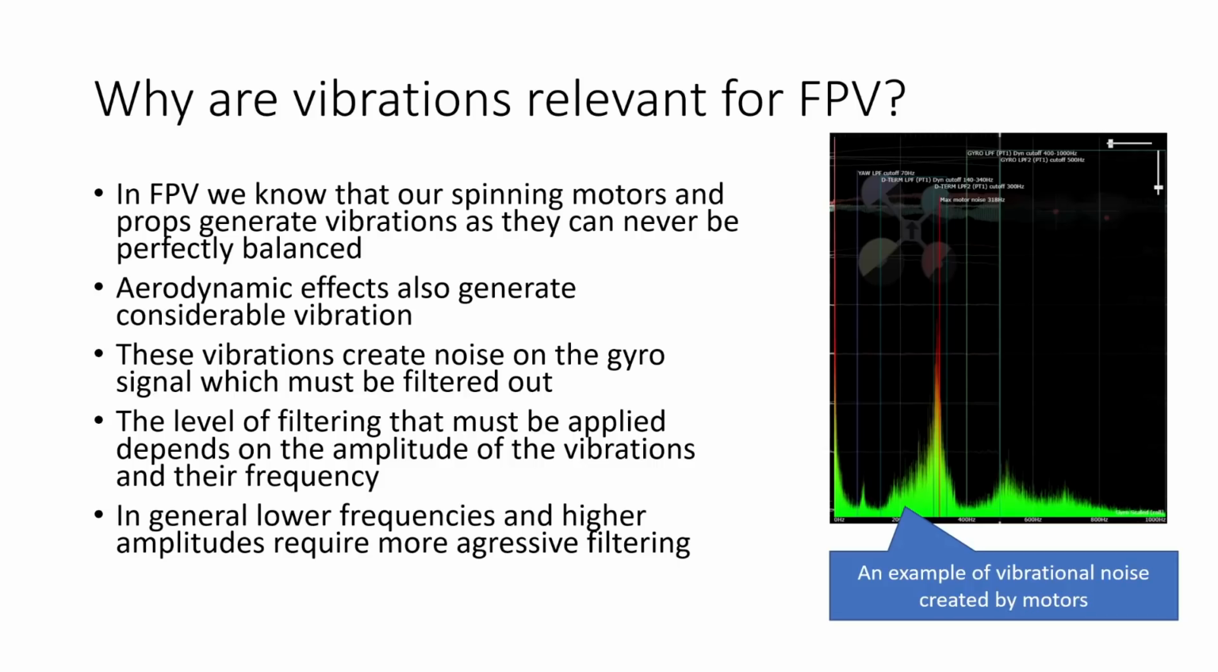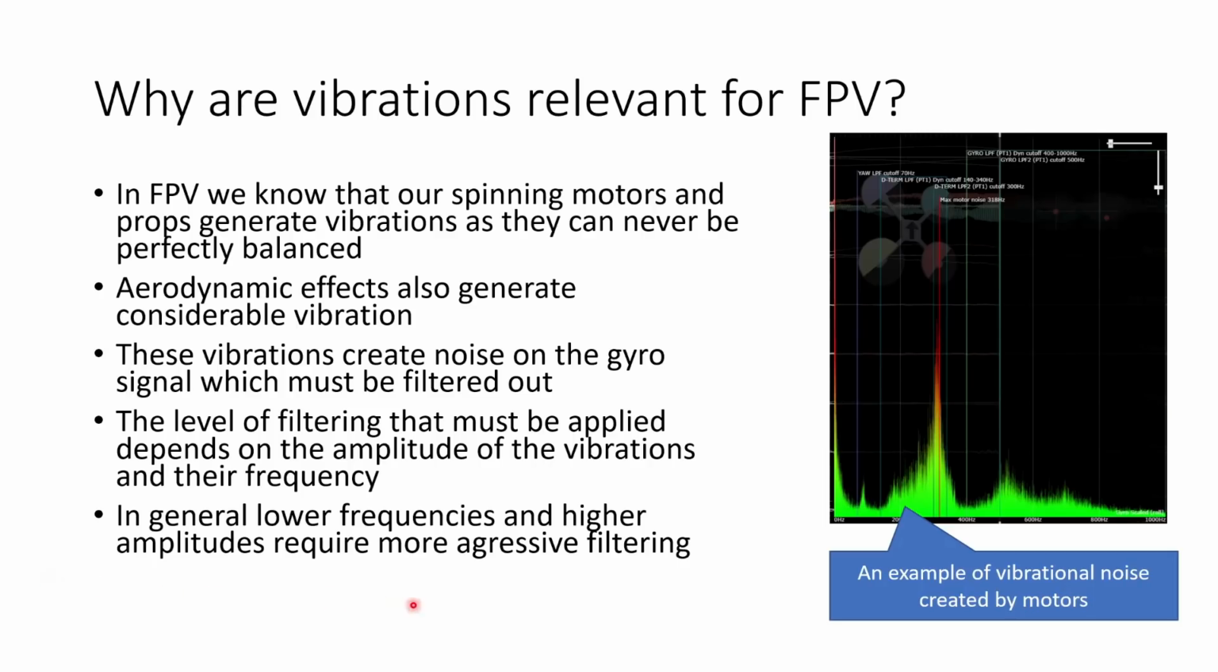Now, the level of filtering that we have to apply to do that depends on the amplitude of the vibration and their frequency. In general, lower frequencies and higher amplitudes require more aggressive filtering. And that's because lower frequency vibrations are closer in frequency to the real movement of the quadcopter that we care about. In fact, typically when we're flying, frequencies below about 100 Hz can represent real movement of a 5-inch quad, and frequencies above 100 Hz we would consider to be noise.